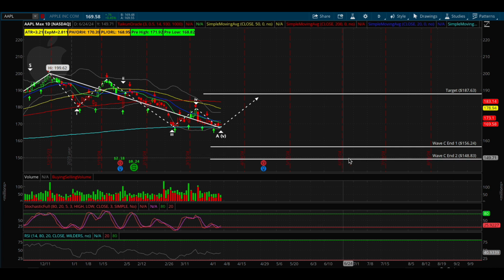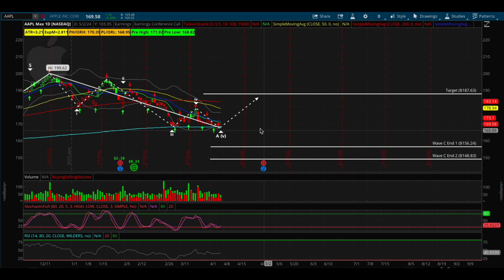148.83. Once we get to the 156.24 or 148.83 area, this is where I would be looking for calls because, in my opinion, we were looking for a correction to happen in the market. That would be the correction we're looking for, and that area is where I would go long, because I think that's where we would start pumping on Apple.